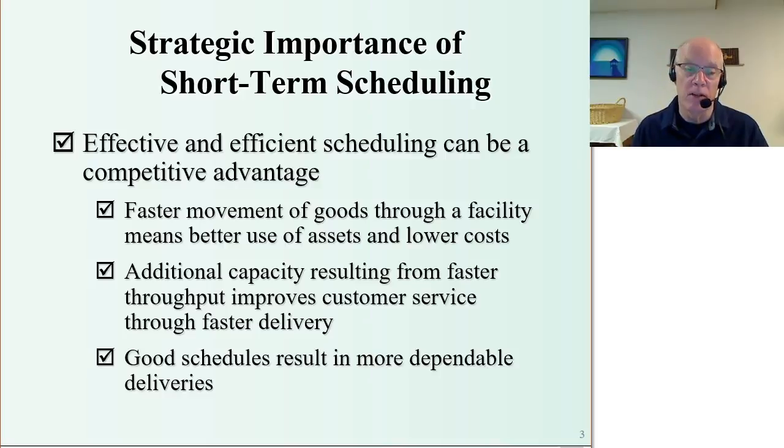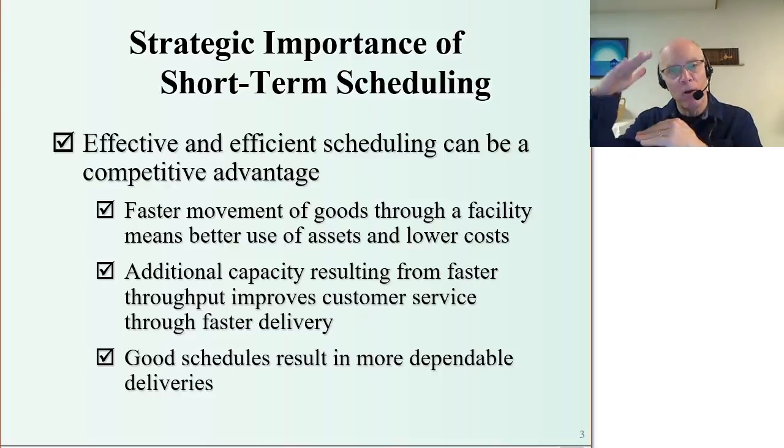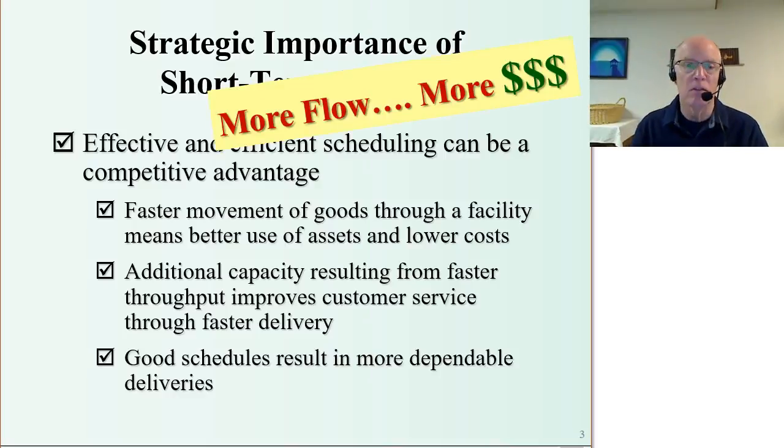Additional capacity resulting from faster throughput improves customer service, again through faster delivery, and as we saw with the contract model, you can charge a little more if you're a little bit faster than your competition. Gives you a competitive edge. And then good schedules result in more dependable deliveries. So again, how much variability do you have in your overall process? If you have a lot of variability, then it's harder to make those commitments, because some of the time you'll be on time, but some of the time you won't be. And so you want to make sure that your capacity planning is set up so that you're being productive and you're delivering the product on time every time. So you're narrowing the amount of variability in your process.